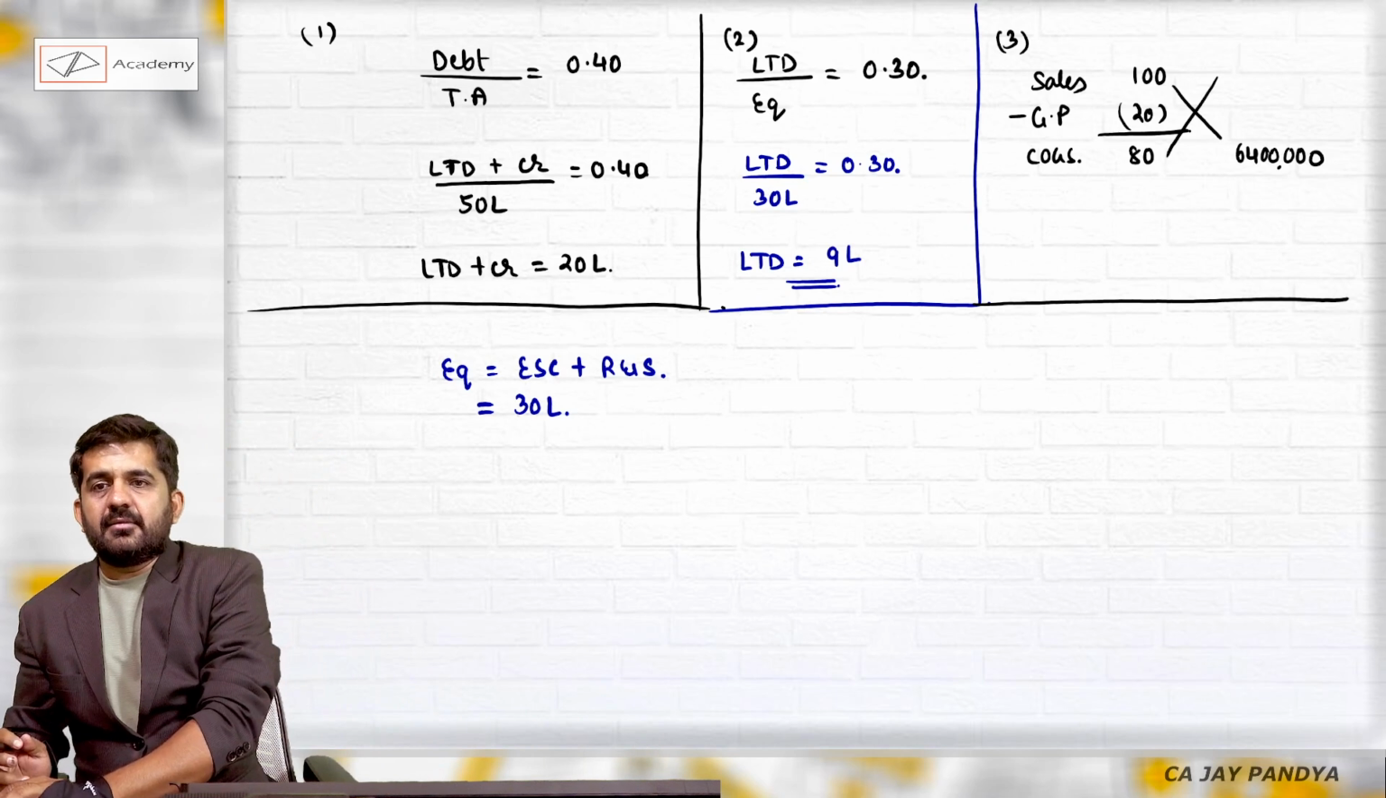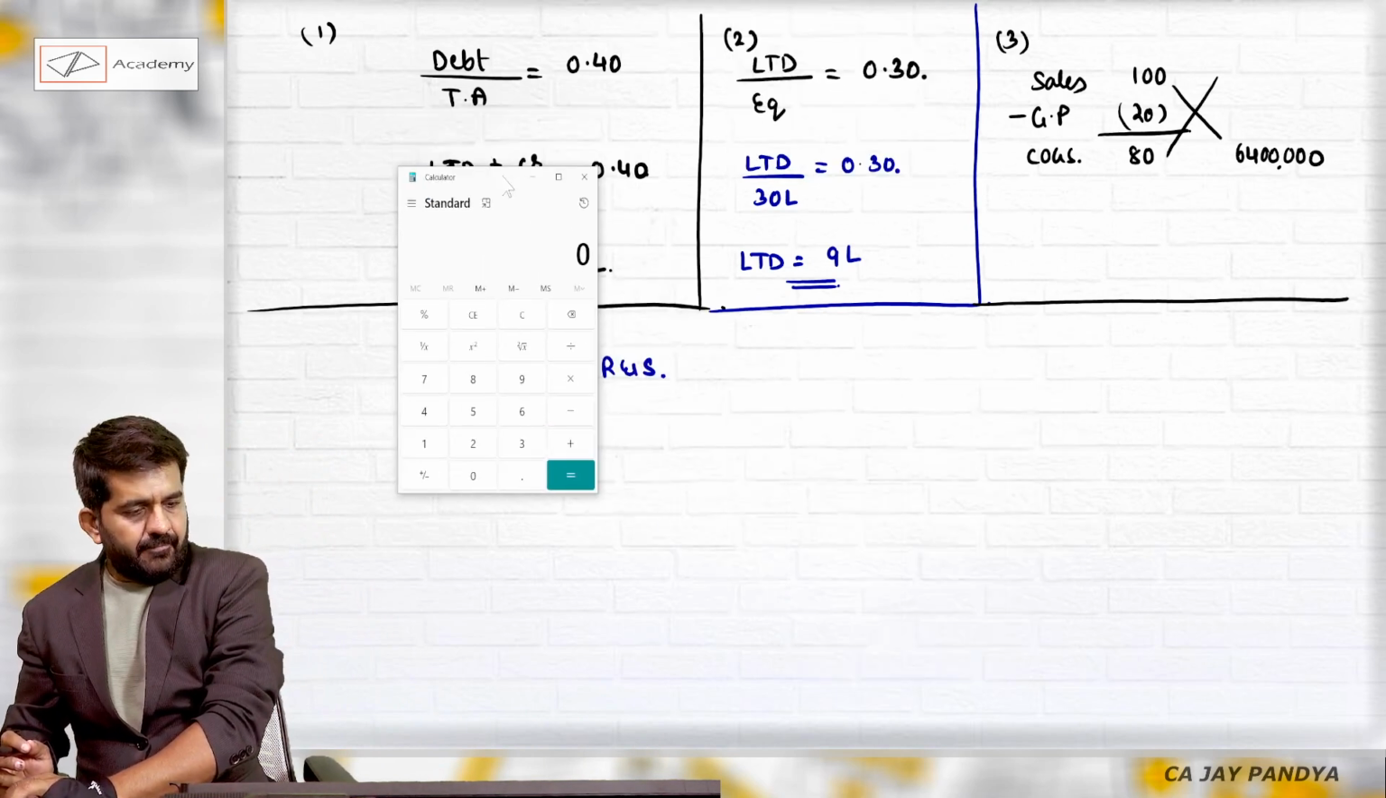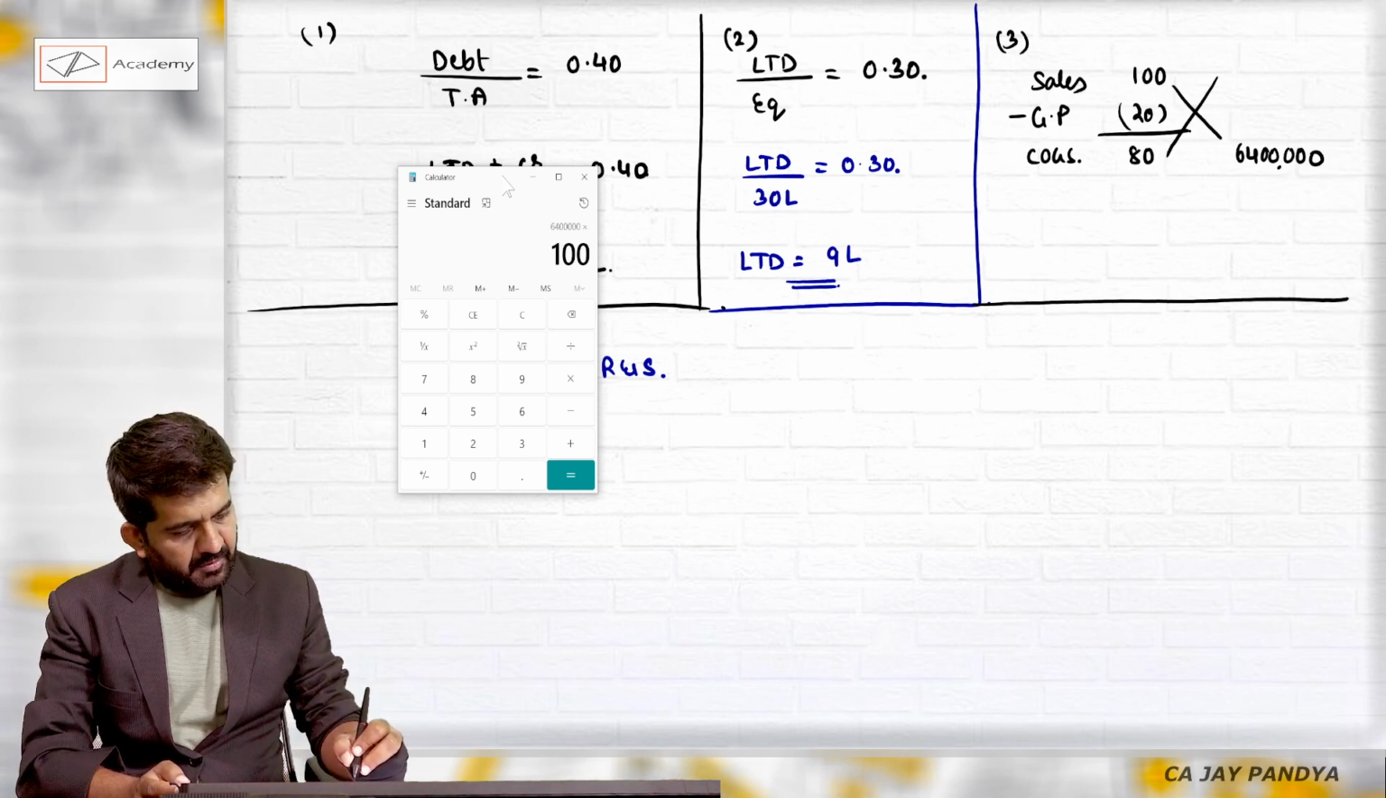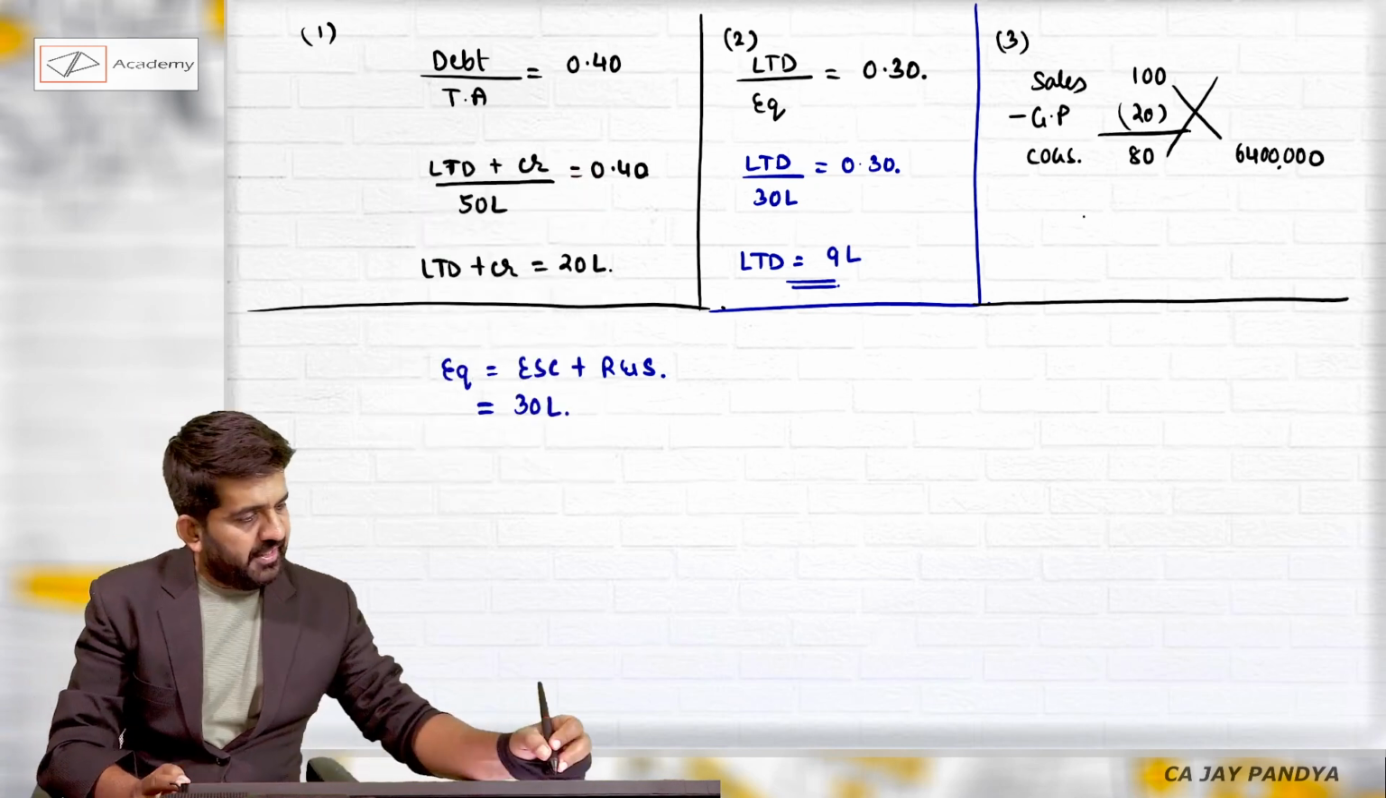64 lakhs into 100 divided by 80, which is 80 lakhs.